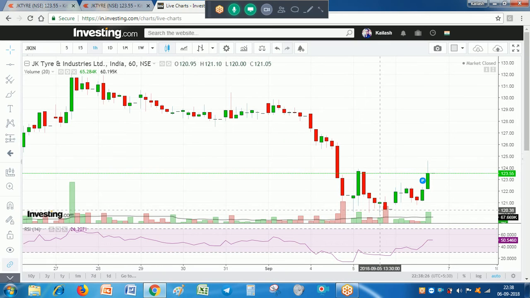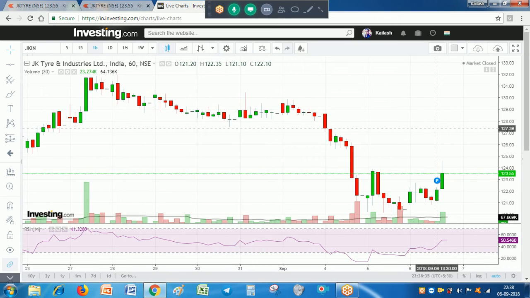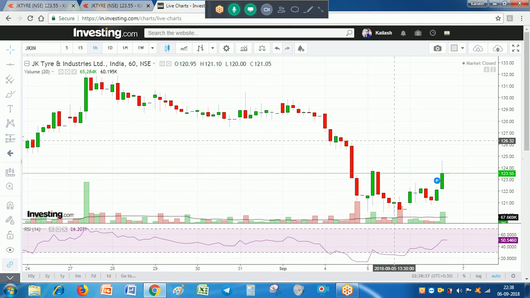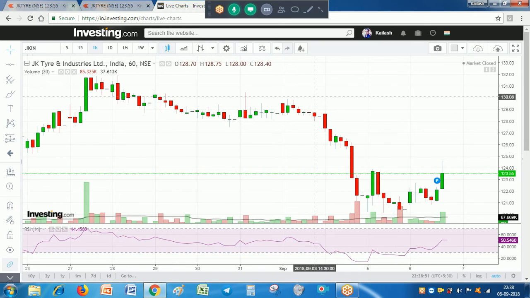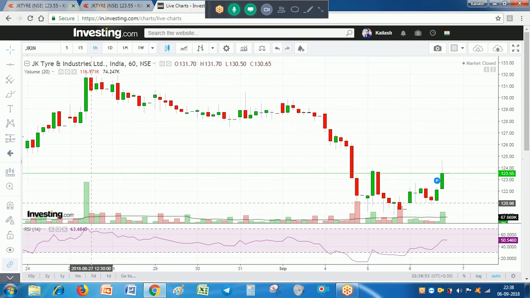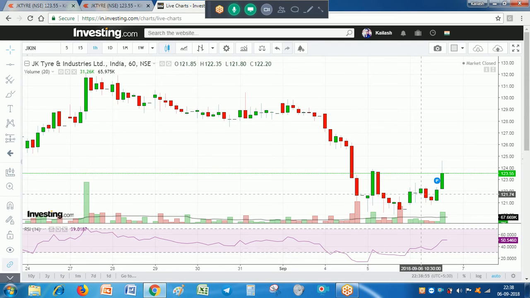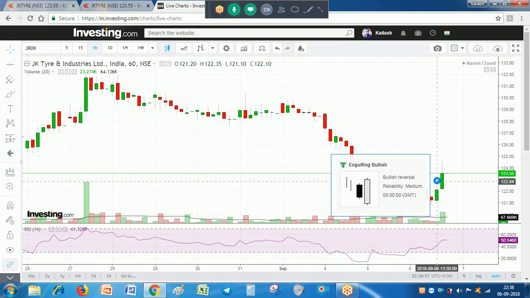Here it took support at the 120 level, and now it has reversed up. It has given a reversal here. So there are high chances that the stock will immediately touch this level. If you look at the hourly chart, the immediate level comes to be somewhere 125, 126. Then the next level would be somewhere 128, 130. There is some indication, there is a pattern, friends.